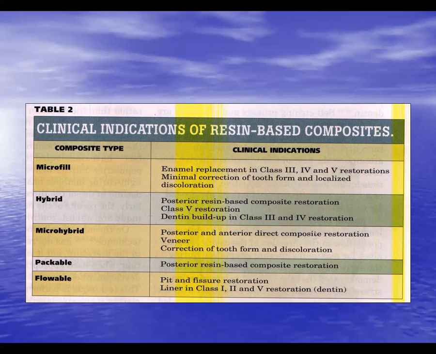Flowable composite, it is generally used as a pit and fissure sealant, right? Where minute pit and fissures, deep pit and fissures are present, at these places we don't prepare a cavity, we just fill these pit and fissures. Right? Again, liners in class 1, class 2, and class 3 restorations. We will see further when we see the clinical case that flowable composite, when we apply it as a liner, it reduces the polymerization shrinkage.